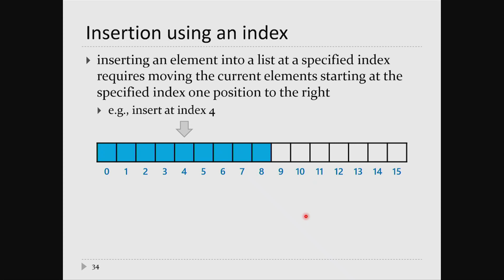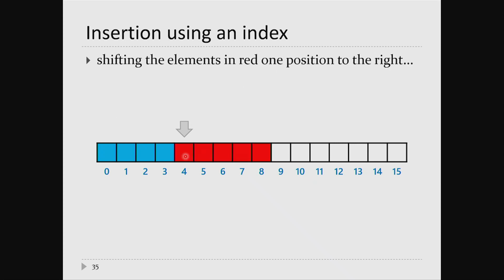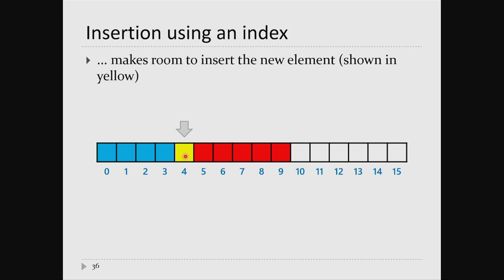I'd like to insert a new element at position 4 in the list. So I want to insert an element there. I don't want to overwrite the existing element. I want to insert an element. So what does that mean you have to do? Well, I've got to take the existing elements, starting at index 4, and all the ones to the right of it, and I have to move them. So I got to take those red elements and shift them over by 1 to make room for the new element. So that opens up a space in my array where I can now set that element in the array to insert the element.